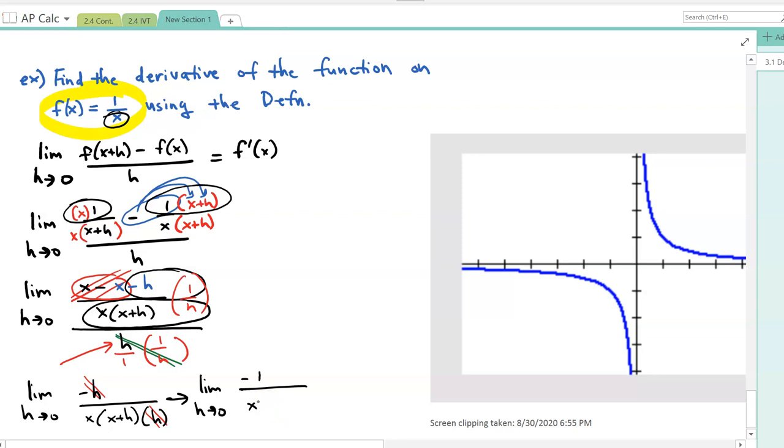Now I can do plug and chug, plug in 0 for h. When you plug in 0 for h, you have x squared on the denominator. And that is our derivative. That is your f prime of x.